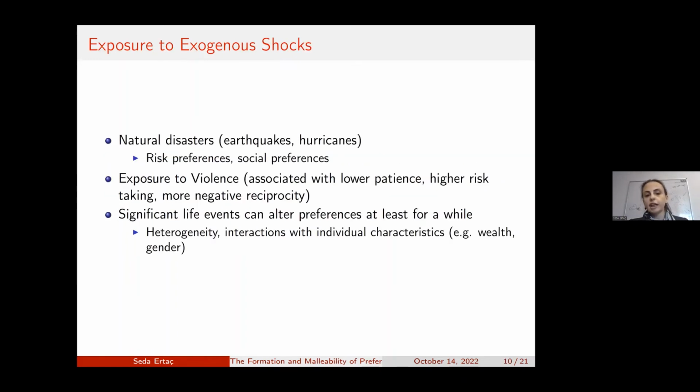And then there's the exposure to exogenous shocks, natural disasters, violence, significant life events. So I think the takeaway from this part of the literature is that significant life events can alter preferences at least for a while, but this may be heterogeneous and interact with individual characteristics.